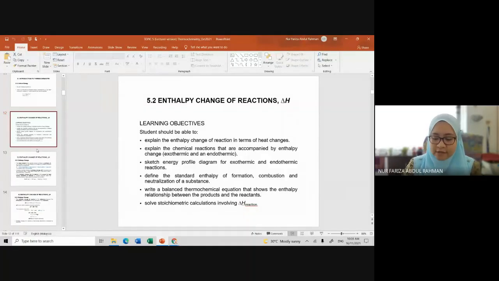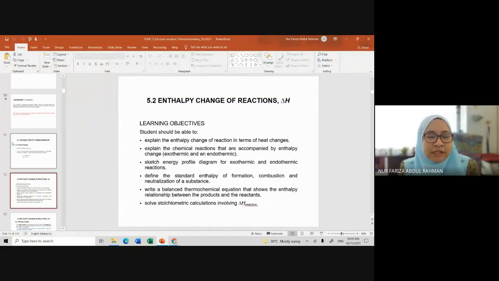We have discussed, we have studied about some of the terms that we usually use in thermochemistry. Okay, so it's more on the intro part of the chapter. Okay, and then next we have 5.2, the enthalpy change of reactions.